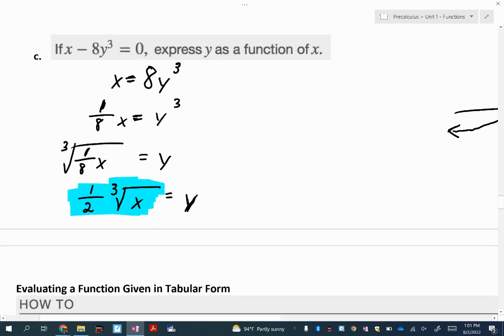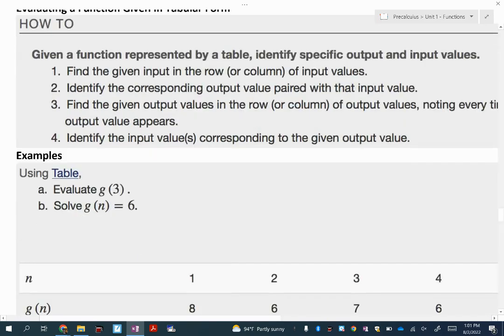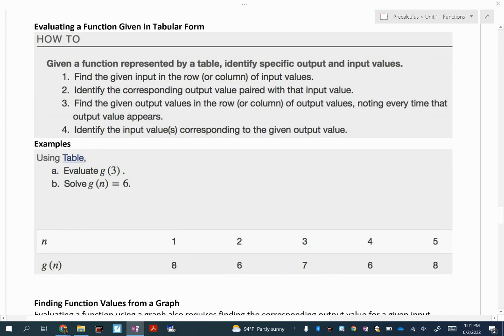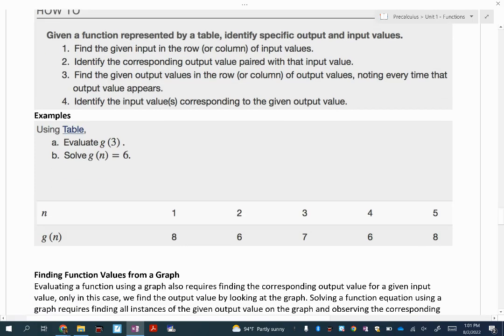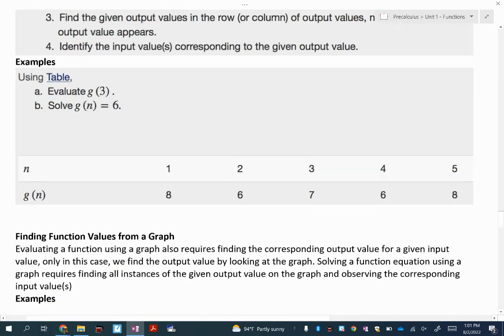So I can go that step farther and write this with function notation: f of x equals, and I'll make it look a little nicer, the cube root of x over 2. All right, so now let's look at different ways, like with tables and with graphs, to evaluate those functions. You can read all the steps, but I think we can do this pretty straightforwardly.